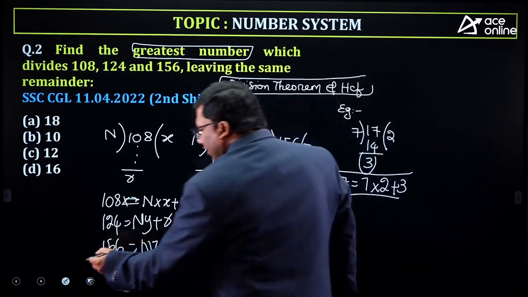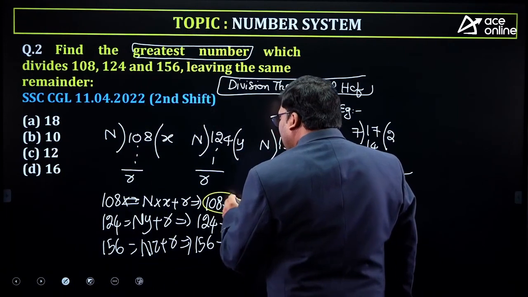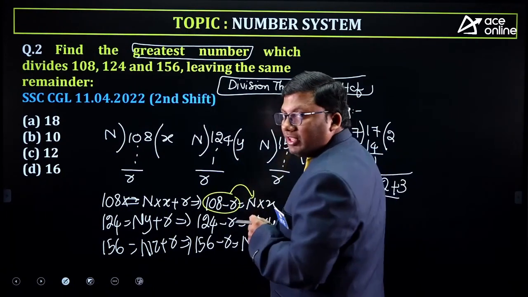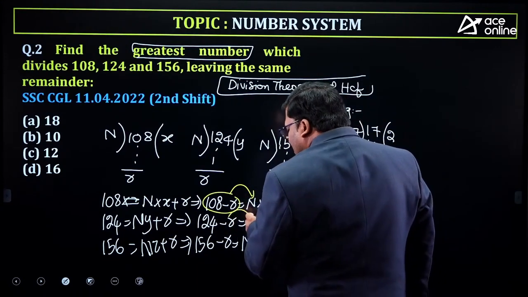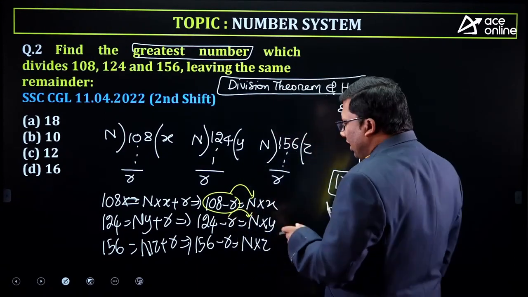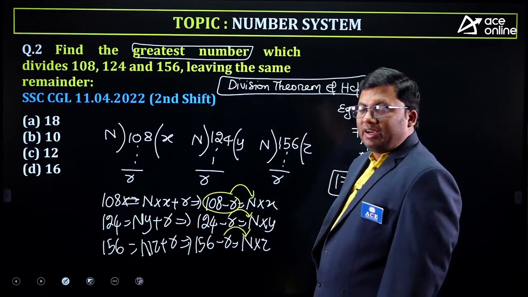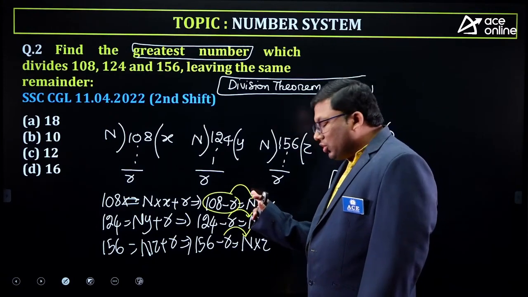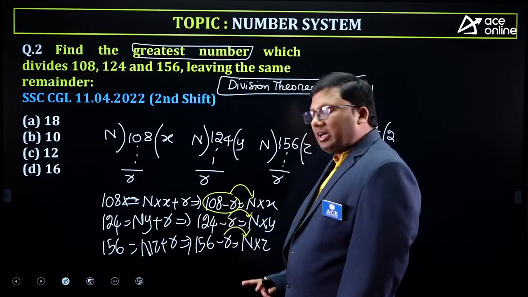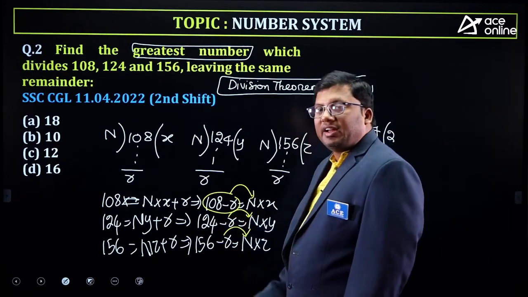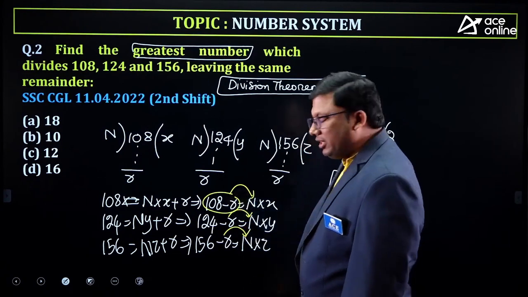Now if you observe carefully, listen carefully, sir. That means 108 minus r, 124 minus r, and 156 minus r should all be divisible by n. That means n should divide 108 minus r, n should divide 124 minus r, n should divide 156 minus r. That means n is a factor of all these numbers.